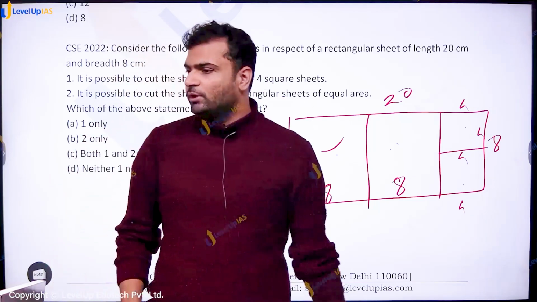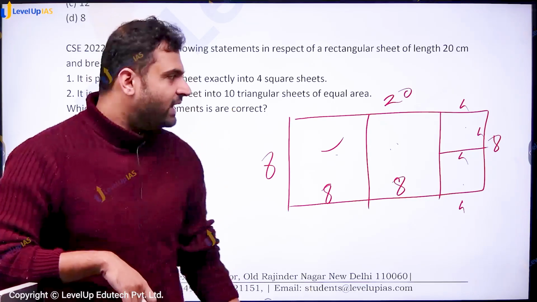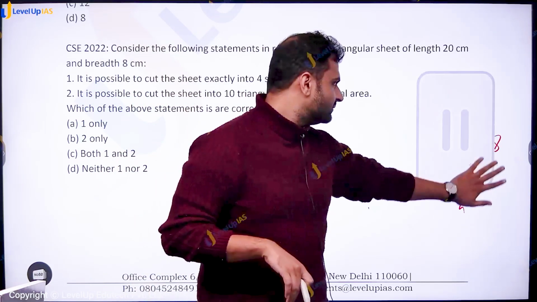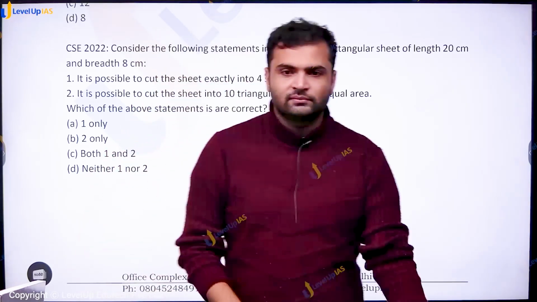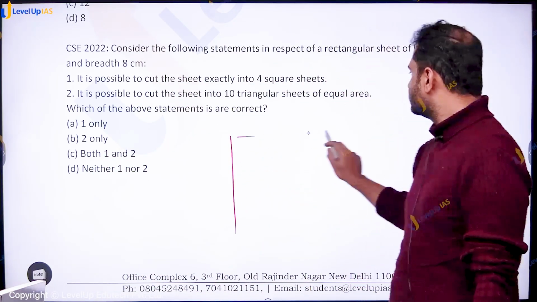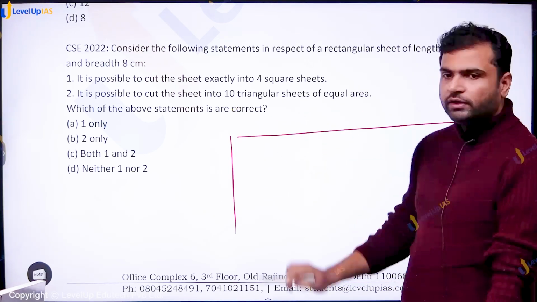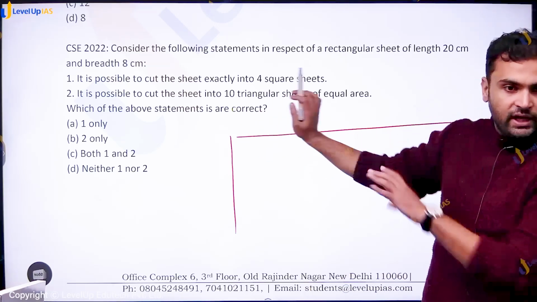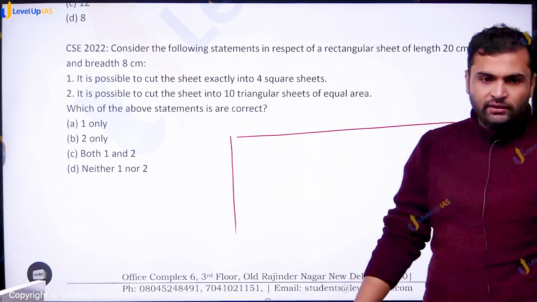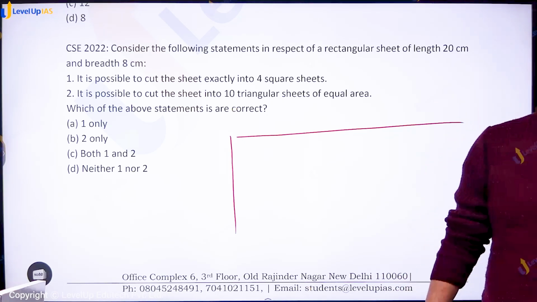And what about statement 2 then? No, they are saying triangular sheets of equal area. Now here equal area is mentioned. If you are forming triangles, they have to be of equal area. They can have different dimensions, I don't care, but the area should be the same.